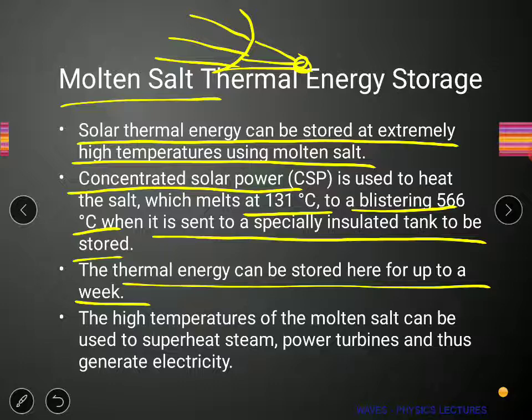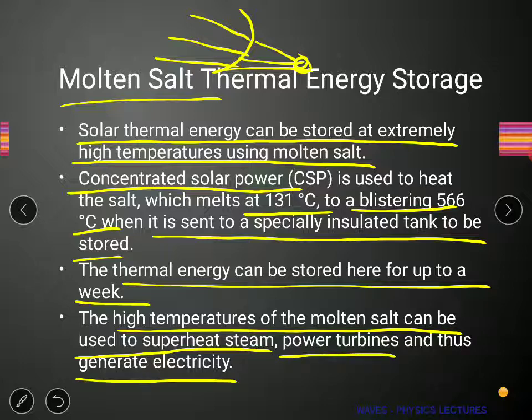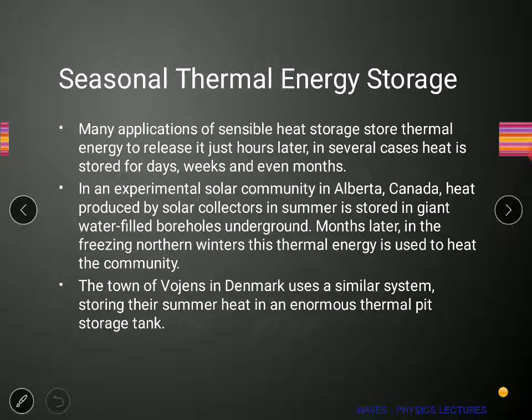The high temperature of the molten salt can be used to superheat steam. So we know the heating process in power plants, and this can be used to superheat that steam, and then that steam can power the turbine, and then we can generate the electricity. So that is why this is important to know.